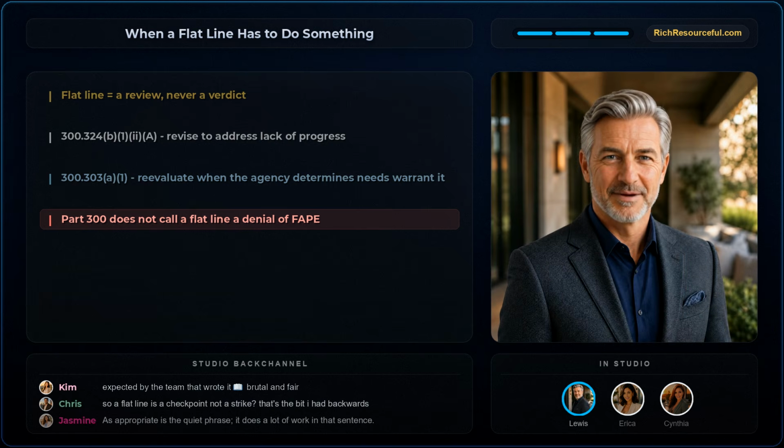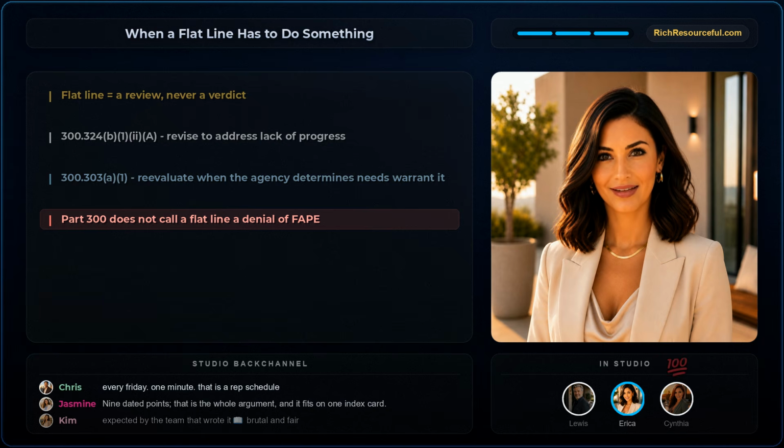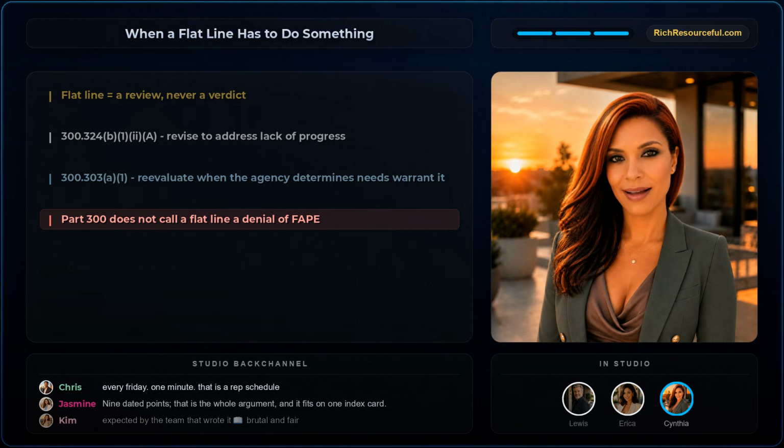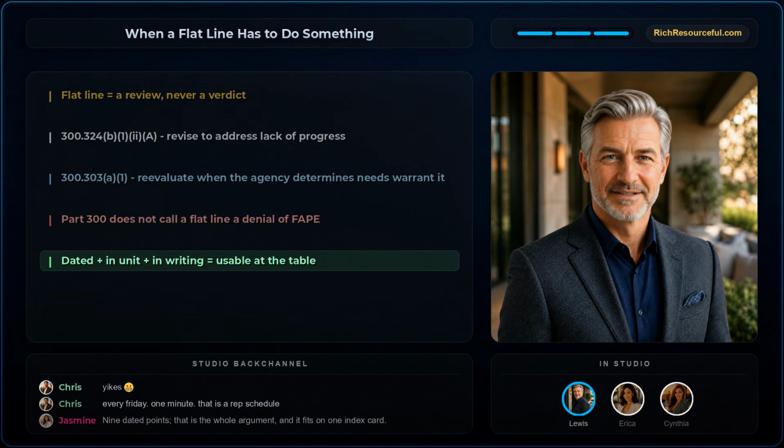By March, the line had been flat for about 9 weeks, 8 or 9, and the shape of it was unmistakable. Skip ahead. What happened in the meeting? The meeting had something to argue with. 9 dated points instead of a feeling. 1 minute every Friday bought her a conversation instead of an apology. Bring it dated, in the goal's own unit, in writing.